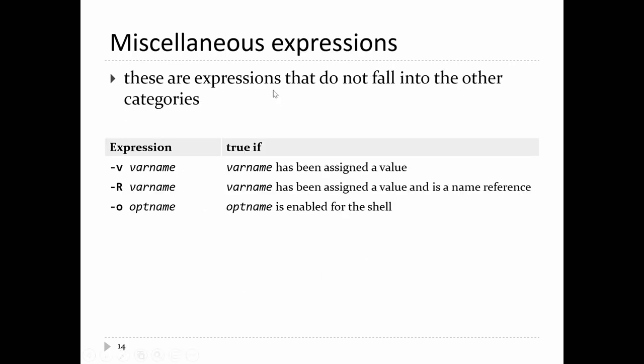Anything that doesn't fall into one of the other categories, I've called miscellaneous. That's not the official name. I don't know if they have an official name. The only command on this table that's of interest to us right now is the first one: the expression -v varname. That expression is true if varname has been assigned a value. In other words, if you've written varname equals something somewhere, then that'll be true, as long as the something on the right hand side has also been assigned a value.